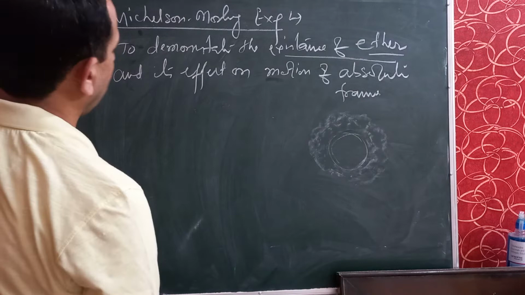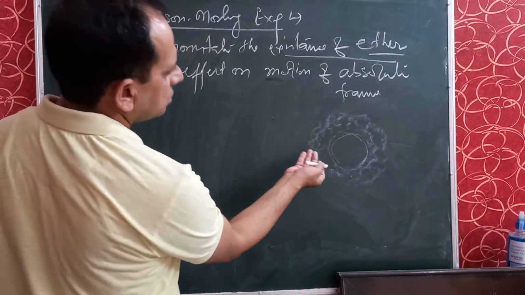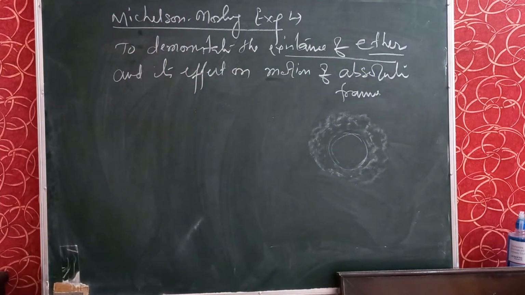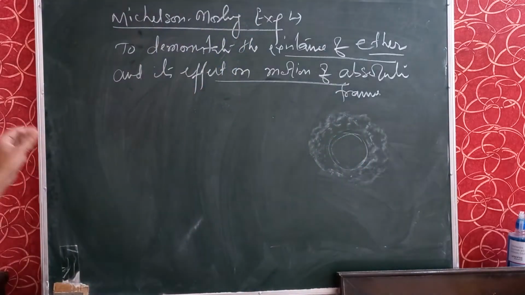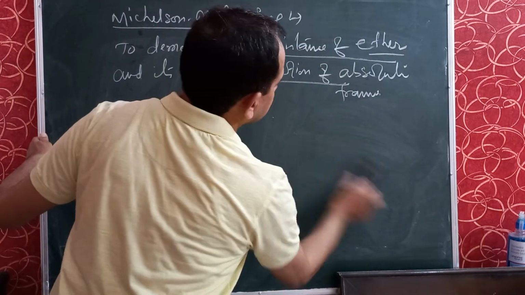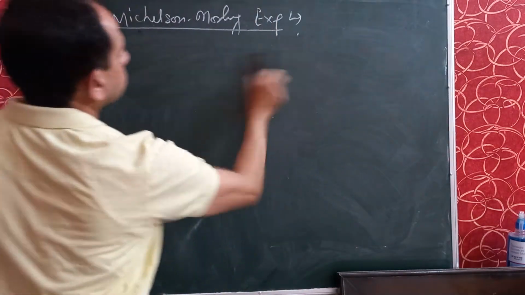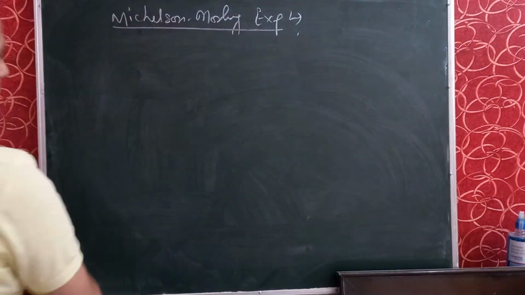So we will first prove whether ether exists or not. The obvious answer is yes, ether is existing here. And second, what is the effect of this ether? Does this ether affect the motion of a frame or not? So these are the two questions for which we have to find the answer from this experiment. So what is this experiment? It is a simple experiment which was performed by Michelson and Morley.